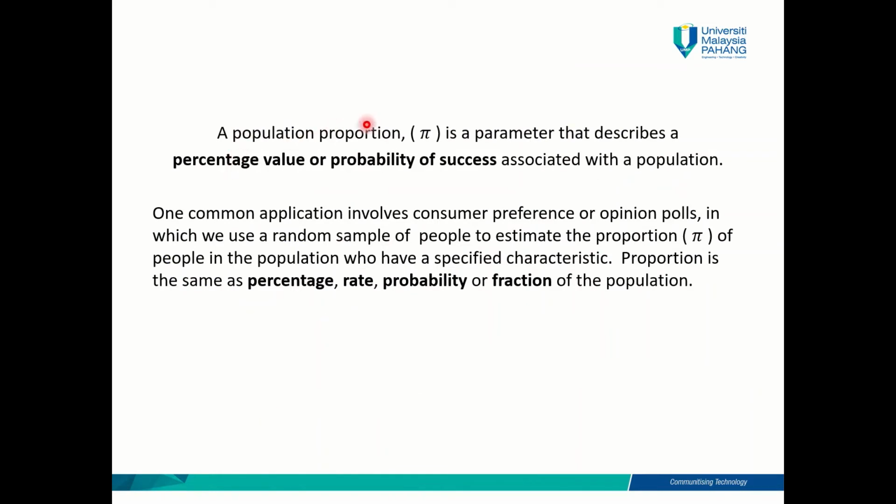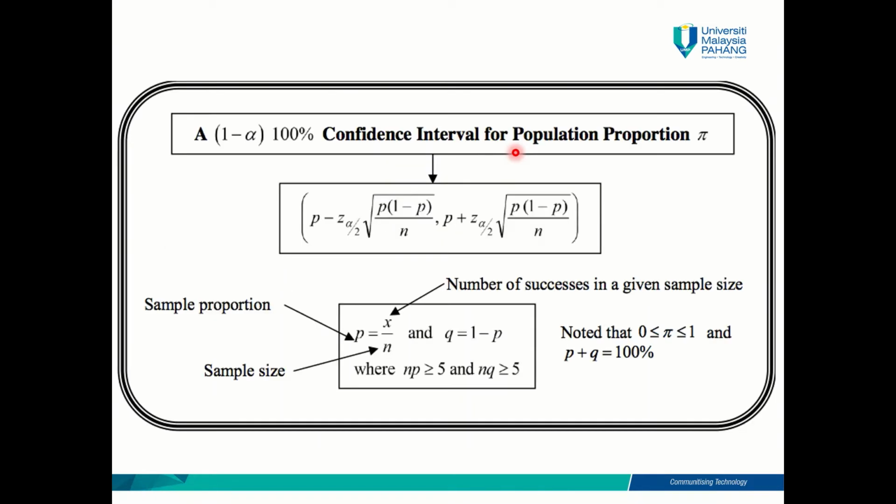Okay, so a population proportion pi is a parameter that describes a percentage value or probability of success associated with a population. As I said before, you need to define what the success is for each proportion study. Okay, so let's look at the formula.